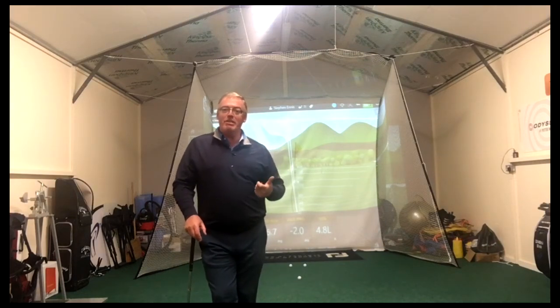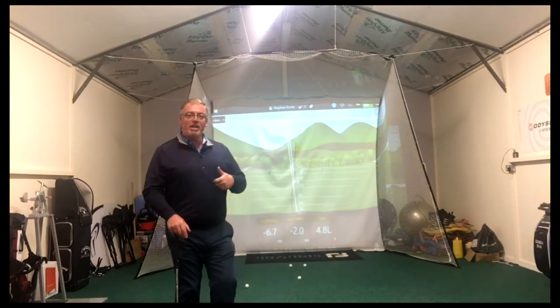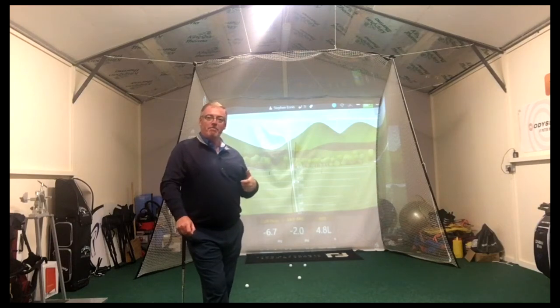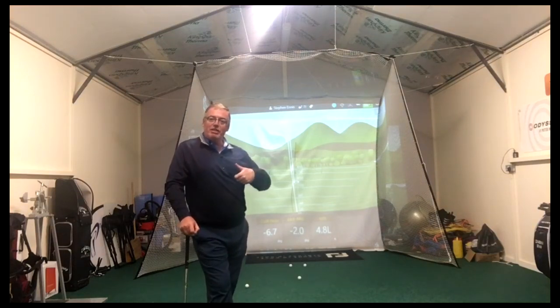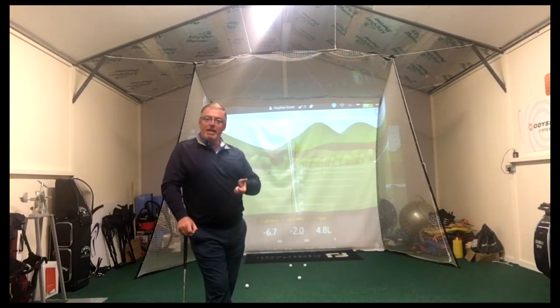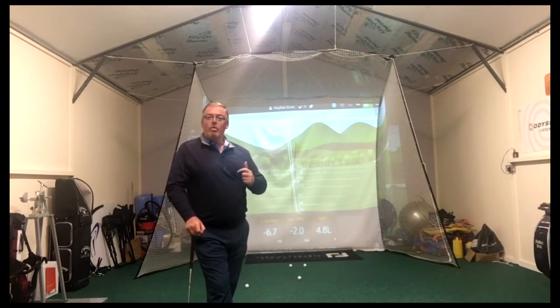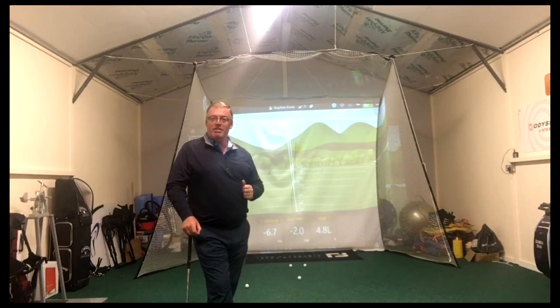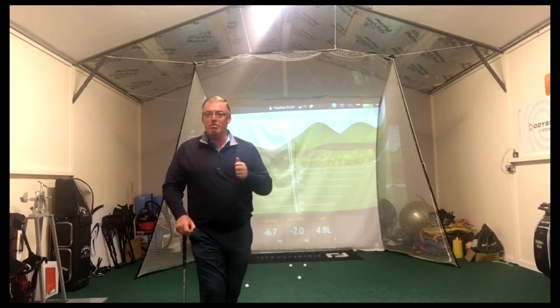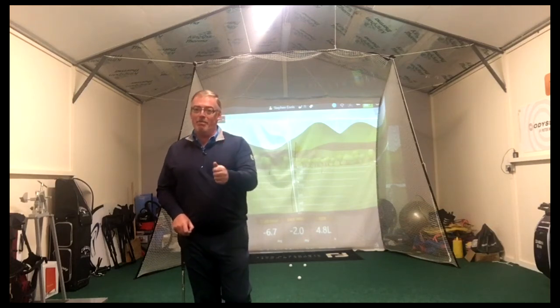So they set up as normal all the time. Never change your setup and your alignment. But what you're going to do in the swing is manipulate that club face and learn how to manipulate it until you can then choose which side of the target you want the ball to start on. That, folks, is predictable and that is playable.